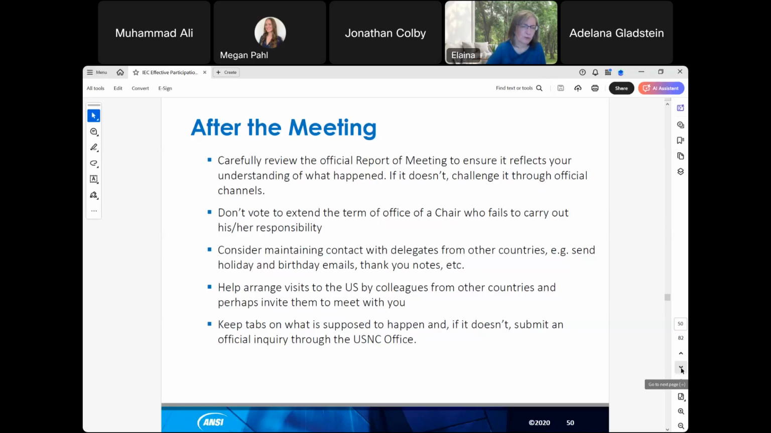If you don't feel that a chair has carried out their responsibilities, make sure that you don't vote to extend the term of office of that chair. And you will note that also from possibly the reports or possibly the conduct at the meeting.